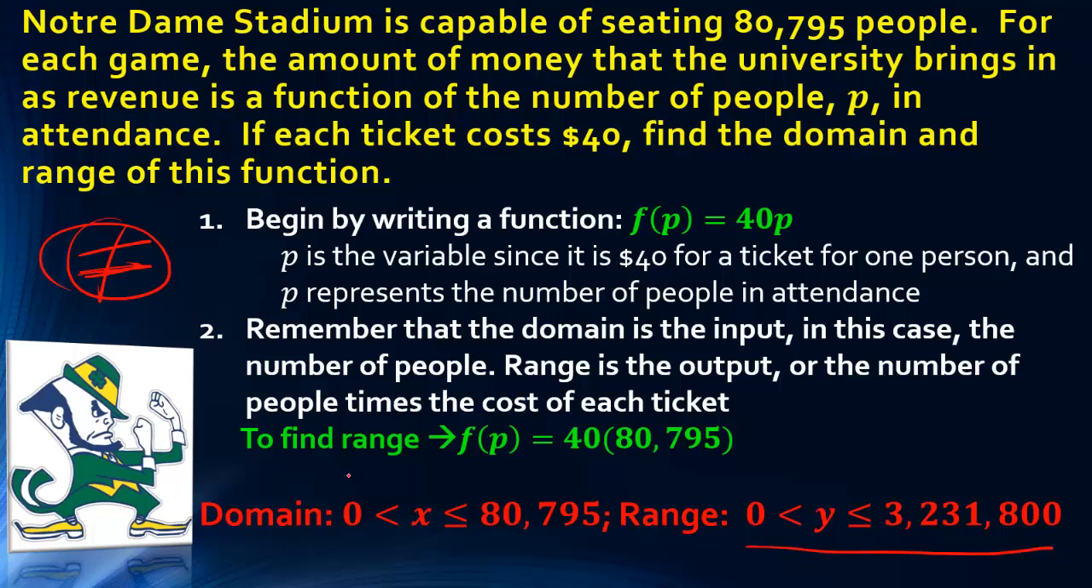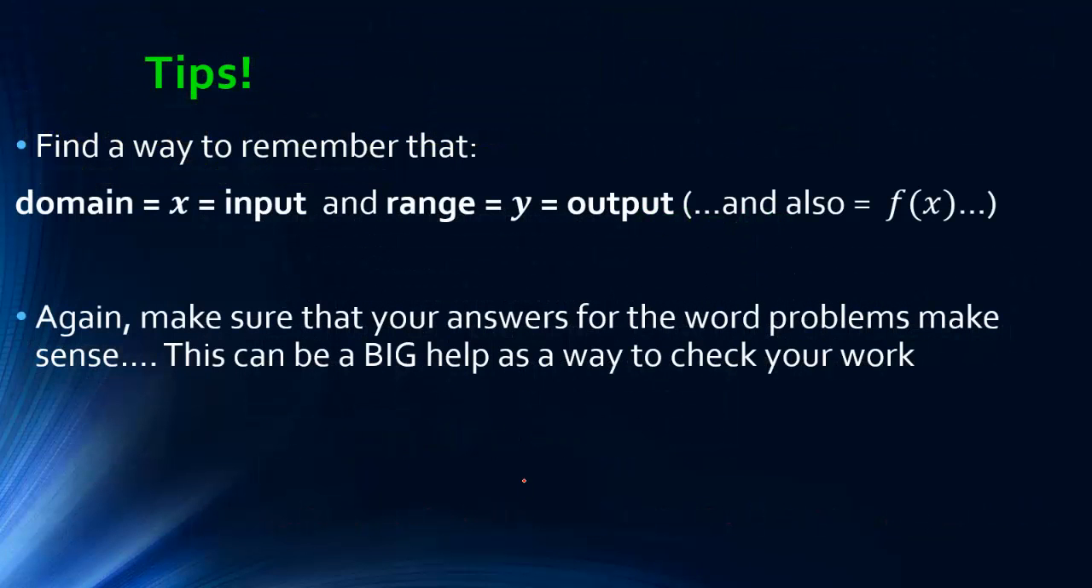And the domain is simply, because we said that P is people, and that was the domain, we could have 0 people show up, or we could have 80,795 people show up. So x has to be greater than 0, so it doesn't have that. We're not going to say equal to 0. We're just going to say x has to be greater than 0 and less than or equal to 80,795.